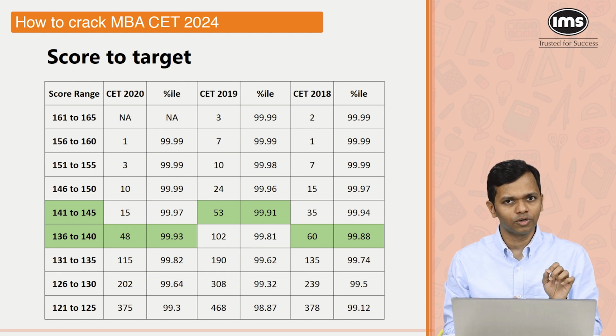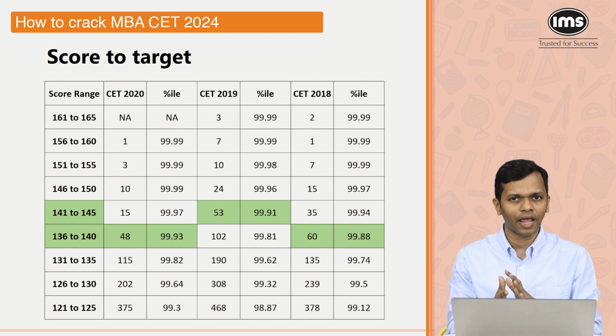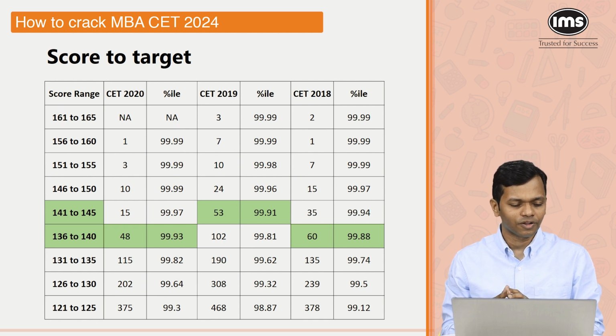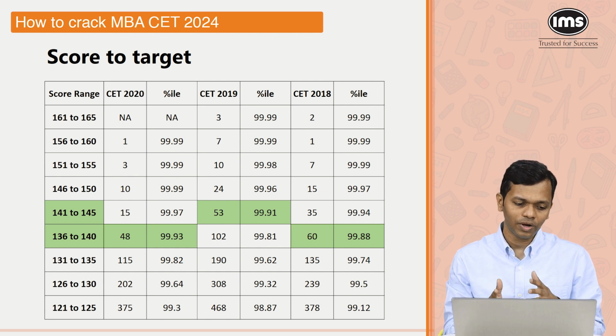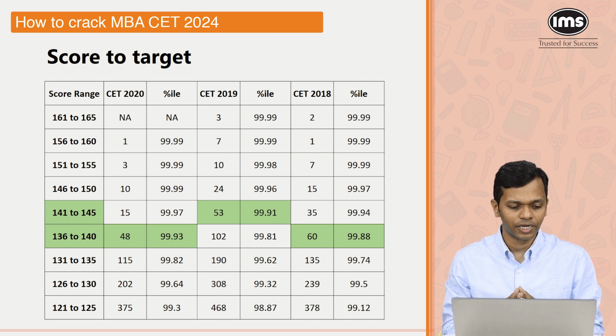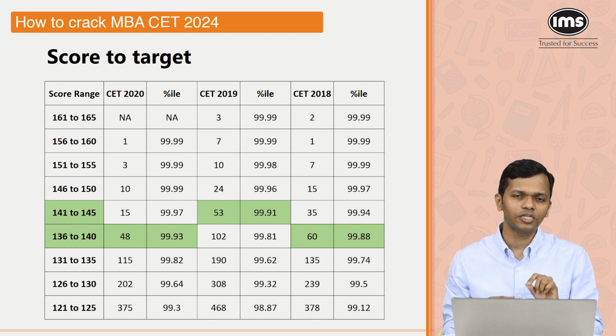So what I've done is I've put the score range, and what was the rank versus percentile corresponding to that particular score range. So as you can see, I've highlighted something here. That 141 to 145 or 136 to 140, why I have highlighted this is because typically that is where the JBIMS cutoff is. So if you look at the Maharashtra state candidate cutoff for Jamnalal Bajaj, it revolves around 99.9 plus. And if you look at the last 3 years, which is 18, 19, 20, what you will observe is that that percentile that you need corresponded to roughly about a score of 136 to 145.